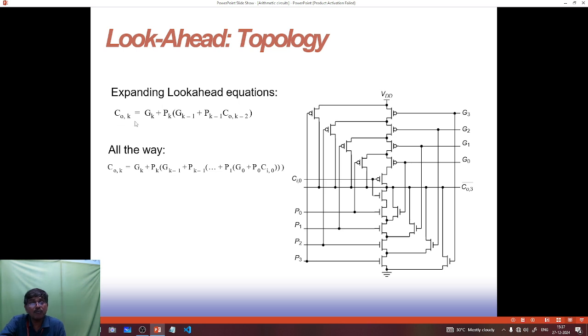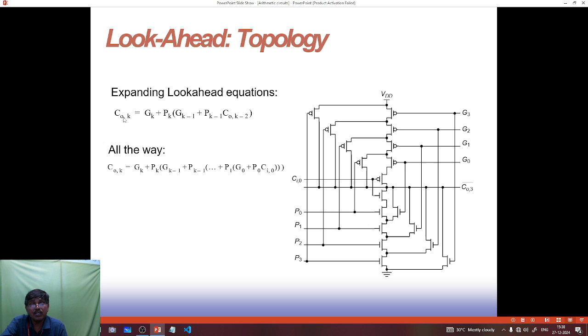So expanding the look-ahead equations, C0,k is Gk plus Pk into G of k minus 1 plus Pk minus 1 C0 into k minus 2. So it is nothing but propagation. What happens when you put k is equal to 1? G1 plus P1 into G1 minus 1, so it is nothing but 0.